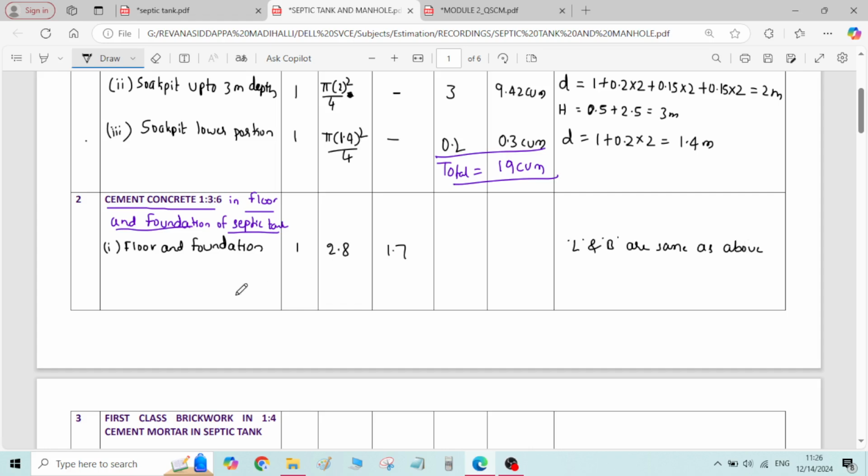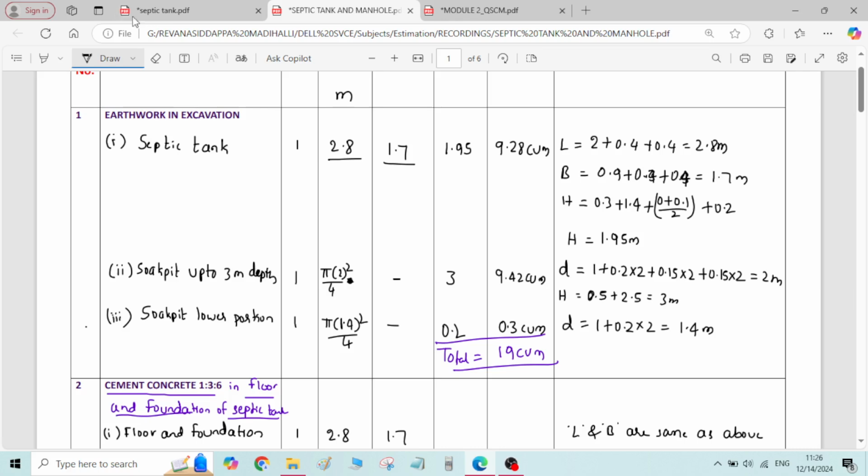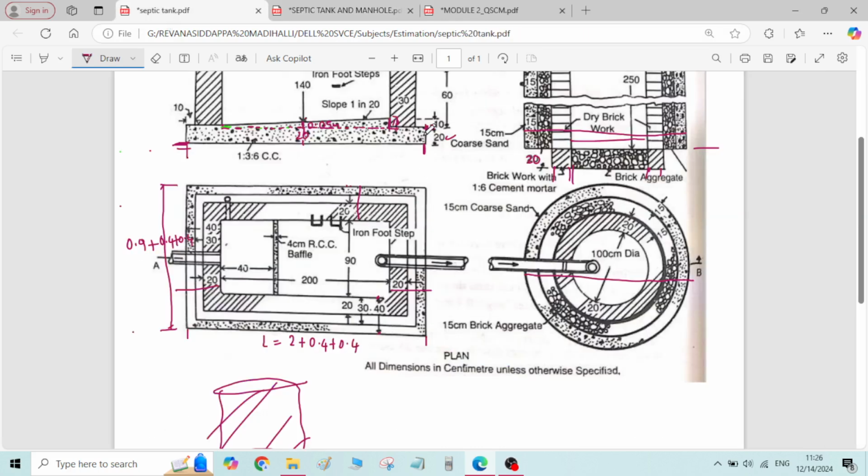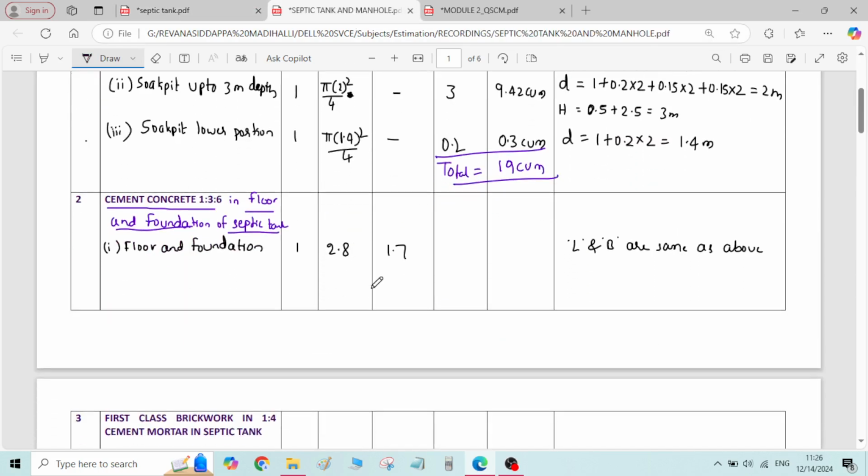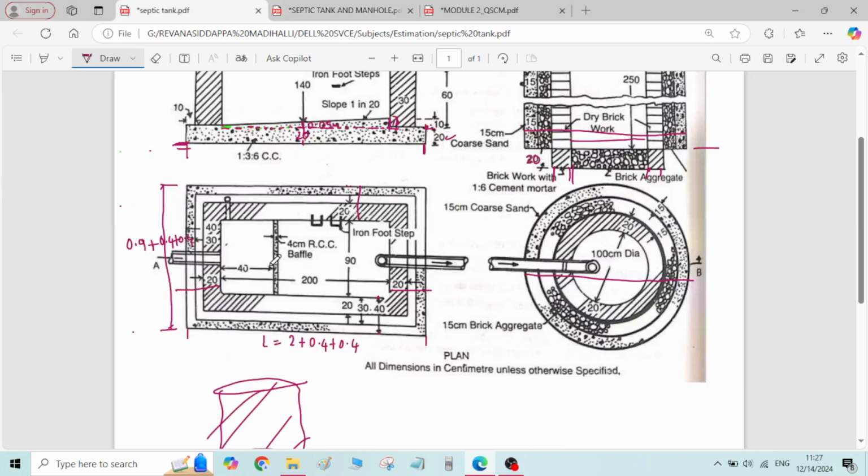Only the change is the height of the concrete. What is the height of the concrete? We are doing it for the rectangular portion, so the height of the concrete is 0.2 meter. Multiply all the values, you will get the answer as 0.95 cubic meter. Now for the foundation, we have done the calculation.